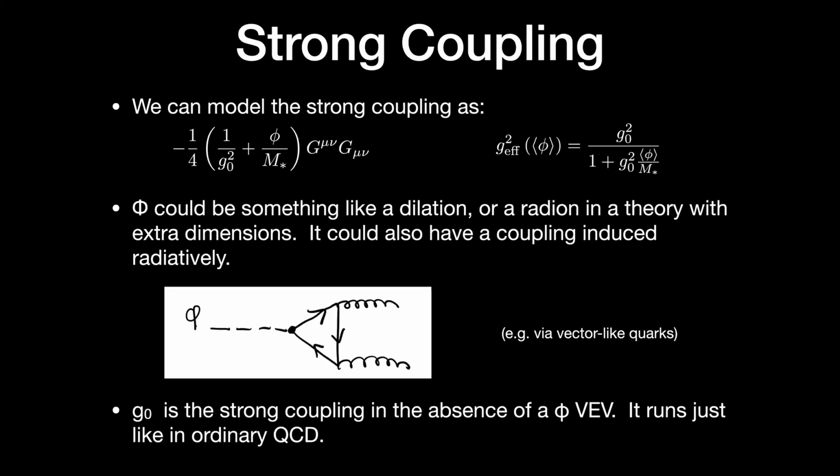Maybe you could add some vector-like quarks. They couple to phi. They're colored, so they also couple to gluons, and they would induce a triangle diagram like this, which looks at low energies like the effective theory I wrote down. g0 is the strong coupling, of course, in the absence of any phi VEV. It runs just like in ordinary QCD.